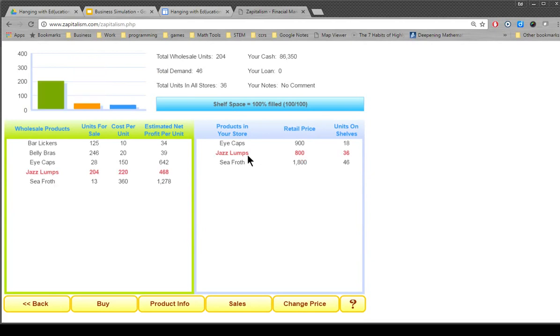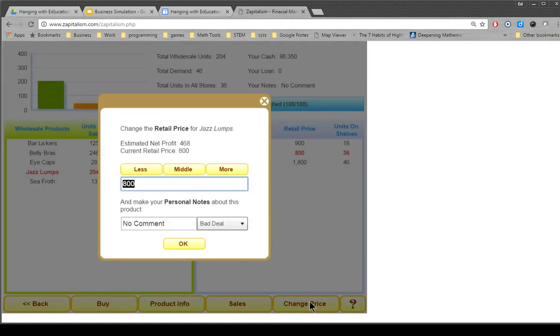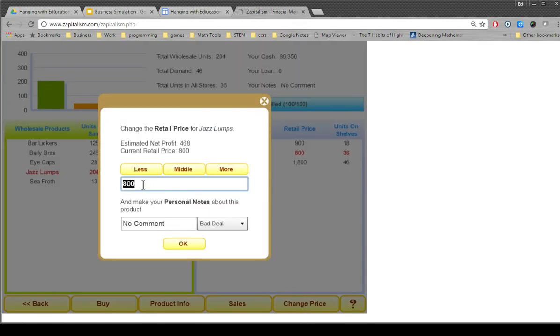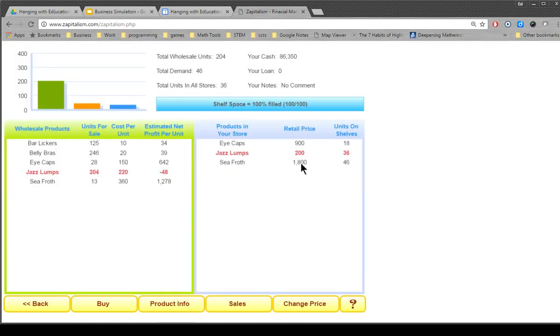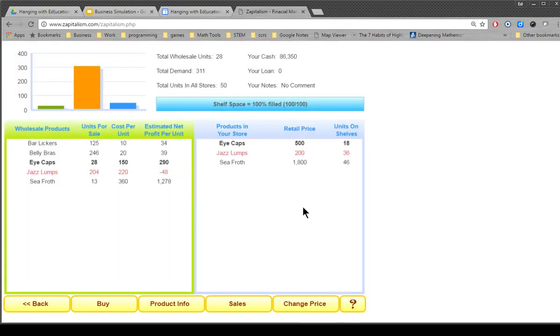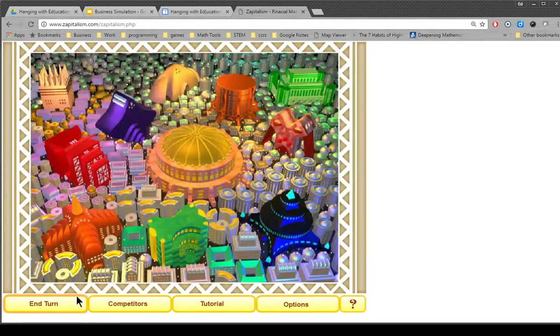And for these other jazzy lumps, well, actually, let's see, total demand is 46. We have 36. So guess what, folks? I'll pay you to take them. I'm just going to charge 200 for that. And the Icaps, you know what? They didn't really move, so I'm going to cut that in half. We're slashing prices here. Come on down to Easy Eddie's. We're going to sell everything this week. And that's all I'm going to do for this turn. I'm going to hit end turn.